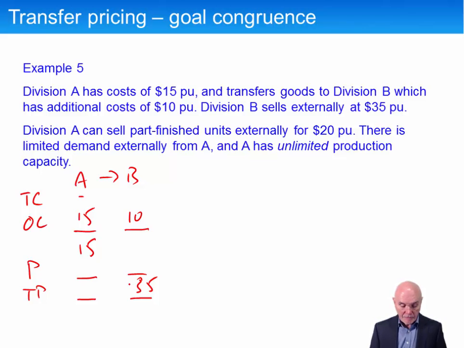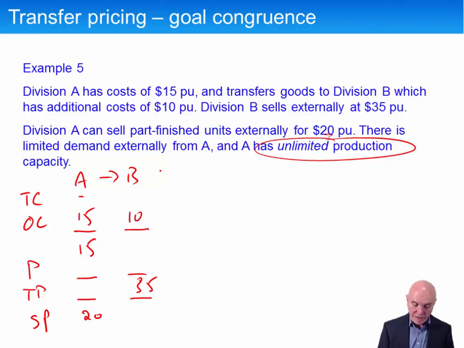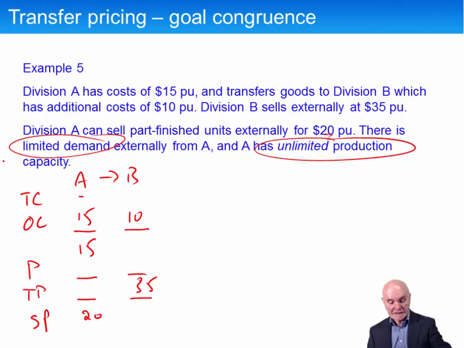Difference in here is that as well as A being able to sell to B at whatever the transfer price is, A can also sell part finished goods externally at 20. So it's also got a selling price in there of 20. It's important to see that A has unlimited production, but that there is limited demand externally from A.